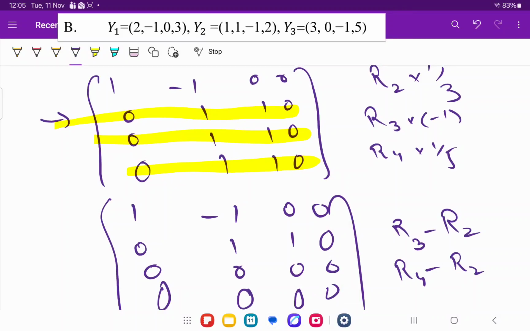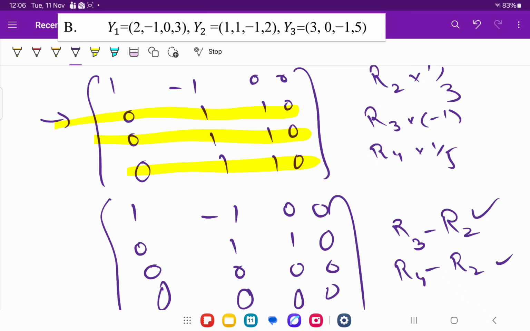Okay, we subtract row 2 with row 3 to get all zeros. We subtract row 2 with row 4 to get all zeros. And row 2 will remain the same because that one we are using to apply the operation. That is the leading element row, so that will remain the same.